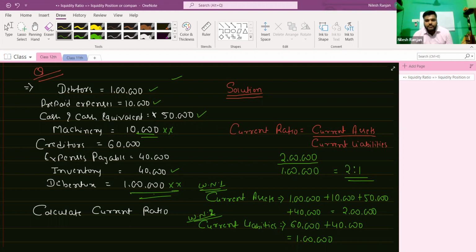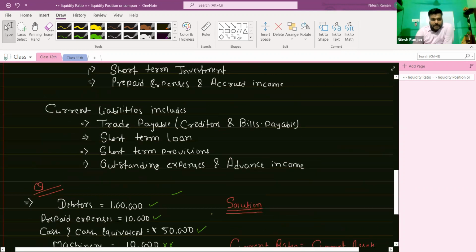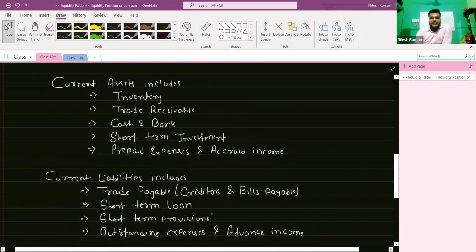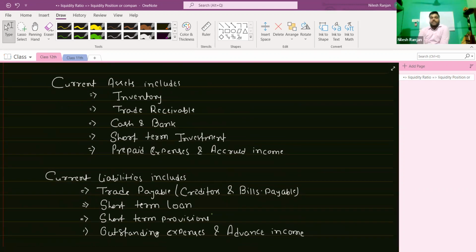How can I know which items come under current assets and liabilities? You have to decide it. I have given you some examples. These are examples of current assets and current liabilities, but there may be some other current assets and current liabilities. You have to decide on the basis of their conversion into cash.